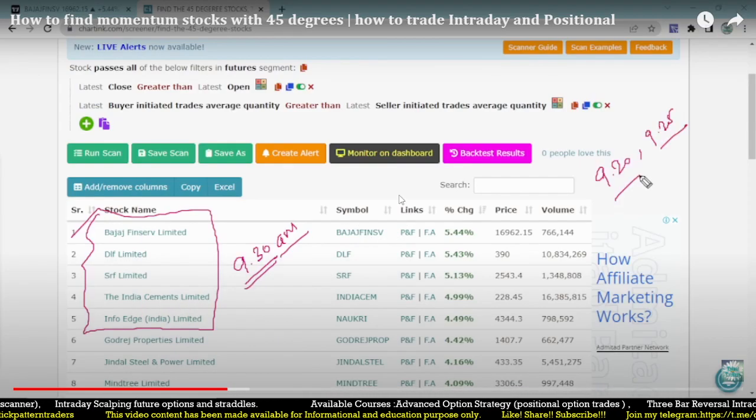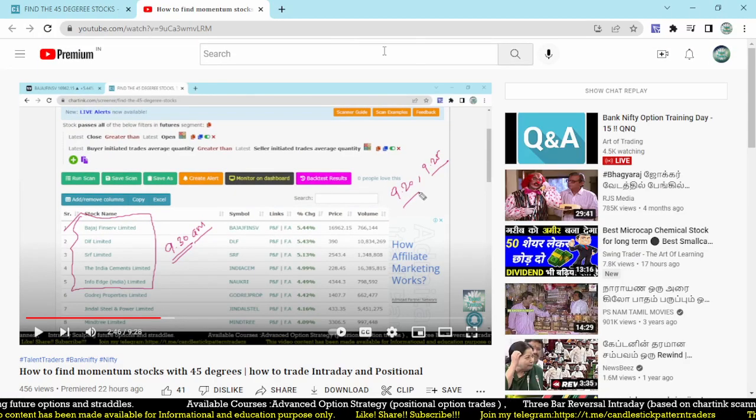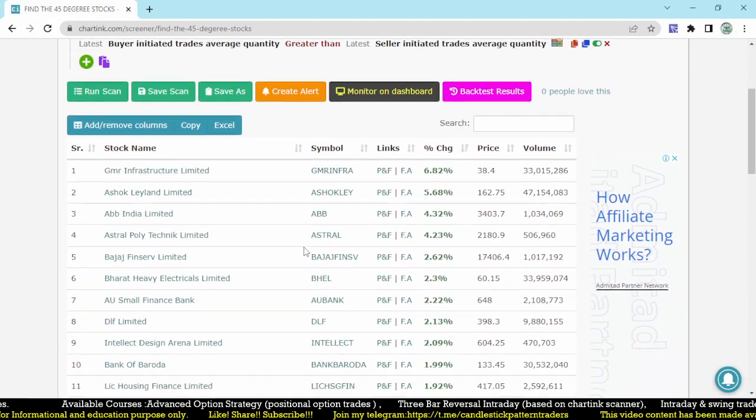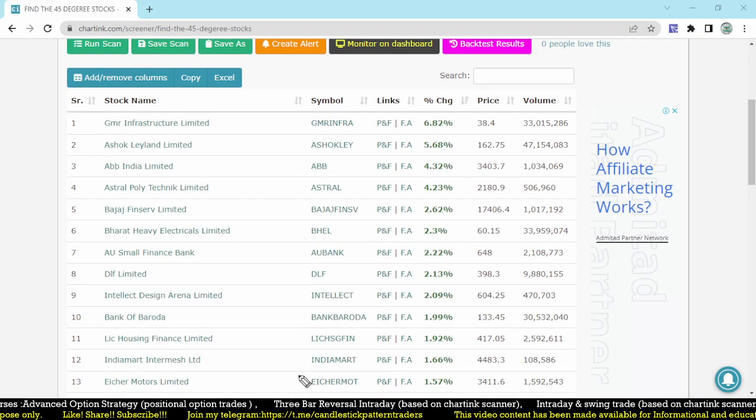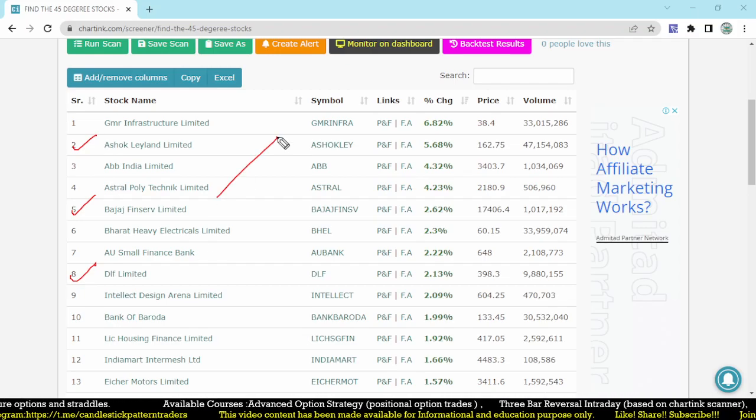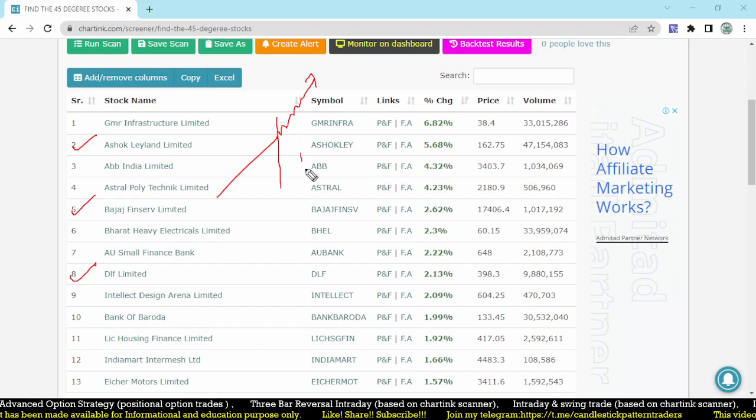Yesterday I had taken a screenshot and read it, and today what happened? The same stocks from yesterday's list, DLF also came up here, right? But that happened a bit later. In the early opening itself, I found Ashok Leyland and Bajaj Finserv. So yesterday it was a 45-degree stock and today it is also in the list of 45-degree stocks. Maybe trend continuation would be the key. Trend continuation may happen, right?